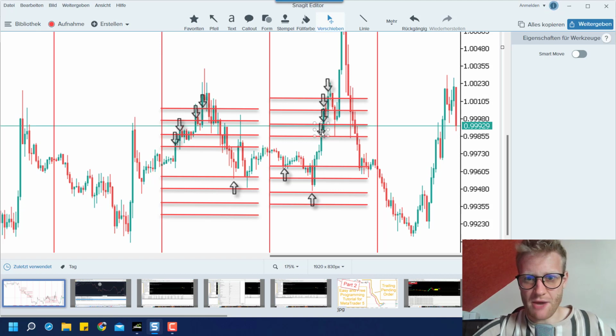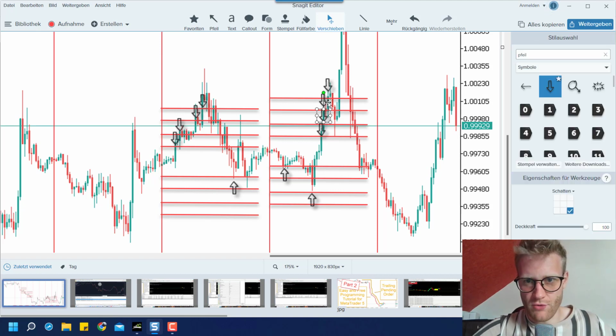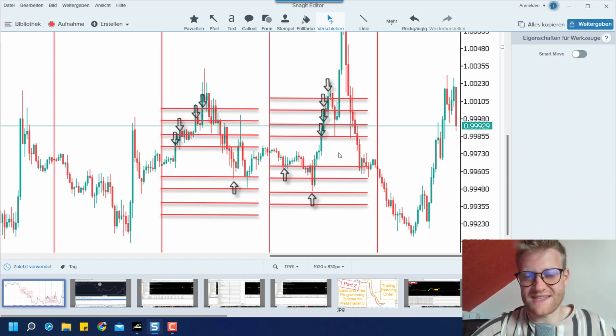Then the market goes up, and here we have 4 more arrows for the 4 lines. So we could say whenever one line is touched, we then want to sell. And as we can see here, the market goes up, a long way up, and then comes down. So we could close all of these trades and profit.